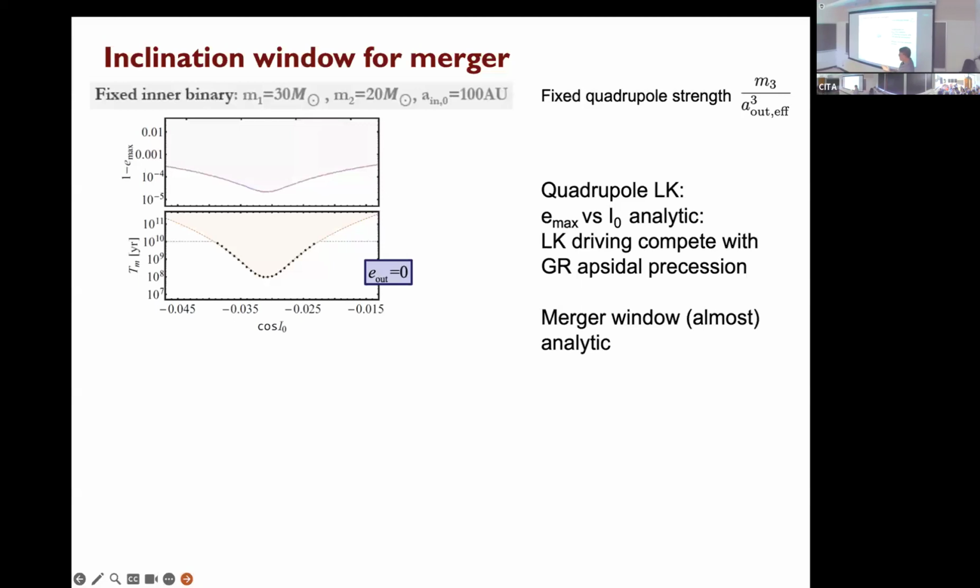The merger window, right? So in this example, if you want the inner binary to merge within a Hubble time, the cosine of the inclination angle must be within a narrow range around 90 degrees. Cosine of the inclination must be close to 0. So it's a very narrow window, and this is analytic.